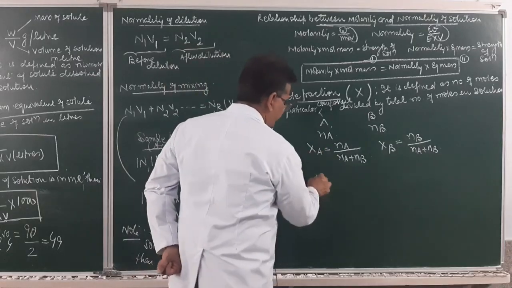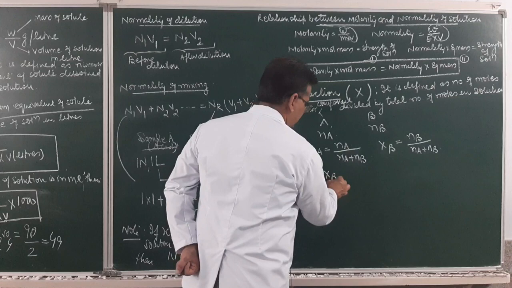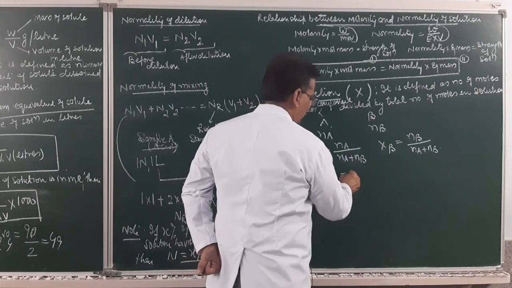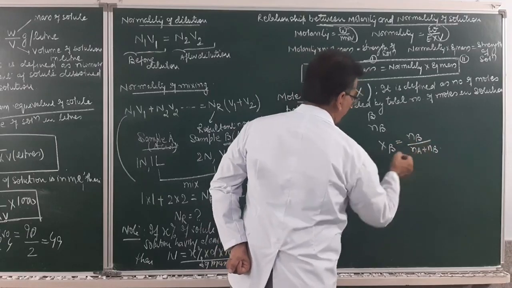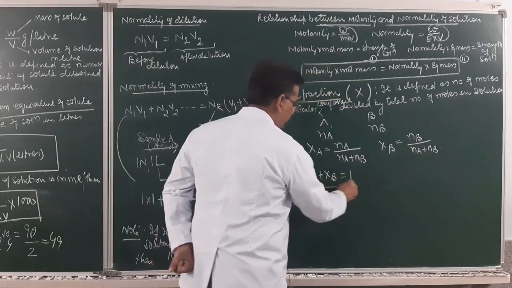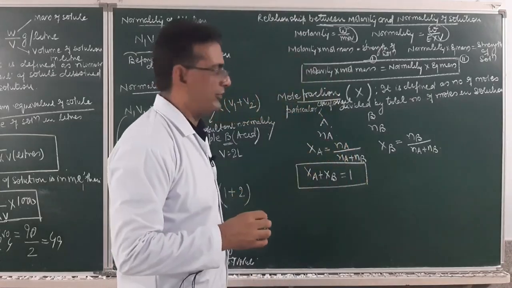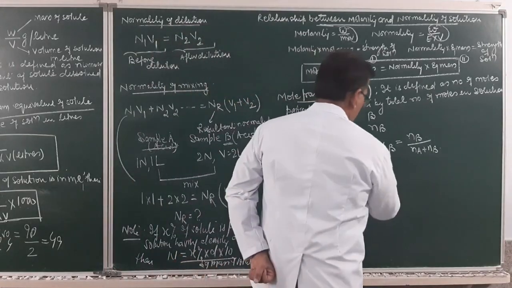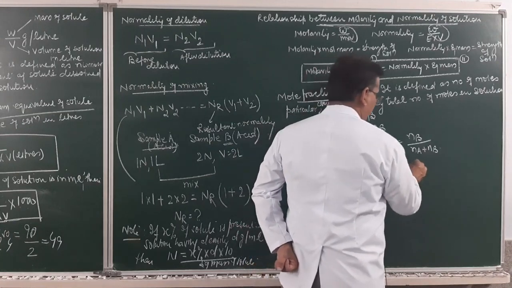If I sum up this, XA plus XB, this will be equal to 1. Just see this, Na upon Na plus Nb plus Nb upon Na plus Nb. If you sum up this, it will be equal to 1. So always remember, the sum of mole fraction is always unity.